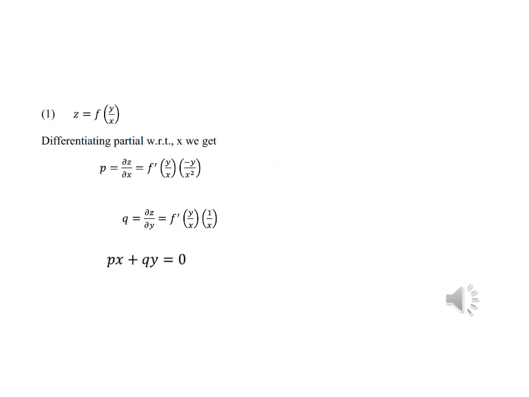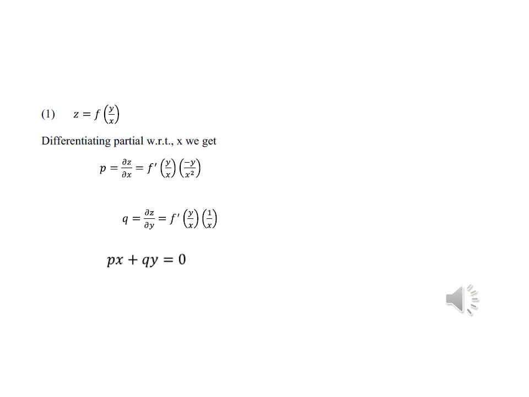Now consider another equation, z is equal to f of y divided by x. Differentiating partially with respect to x, we get p is equal to ∂z/∂x is equal to f dash of y divided by x into the derivative of the argument inside f, that is ∂/∂x of y by x, which is minus y divided by x square. Similarly, differentiating partially with respect to y, we get q is equal to ∂z/∂y is equal to f dash of y divided by x into 1 by x.